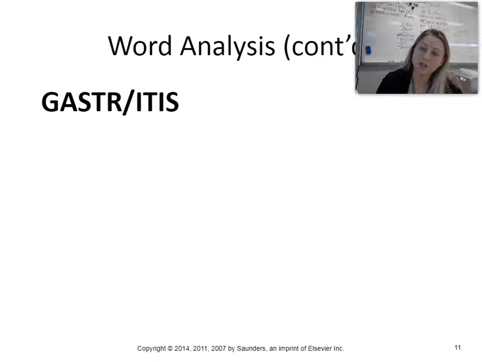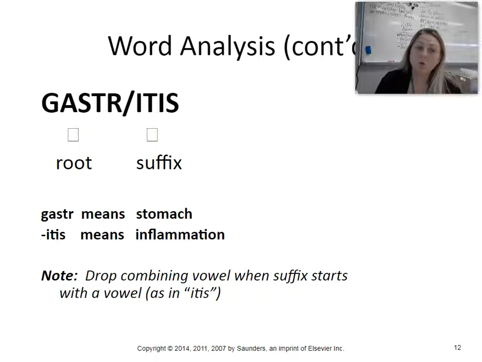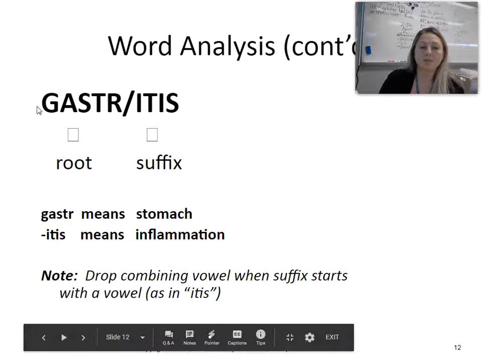It could be from a pathogen that makes you sick, or it could just be your body's response to some sort of stimulus or environmental factor. So gastritis, how many prefixes do we have? Think about it. How many root words? How many combining vowels? How many combining forms? And how many suffixes? So this one has one root word and one suffix. Okay, so gaster means stomach, itis means inflammation, right?